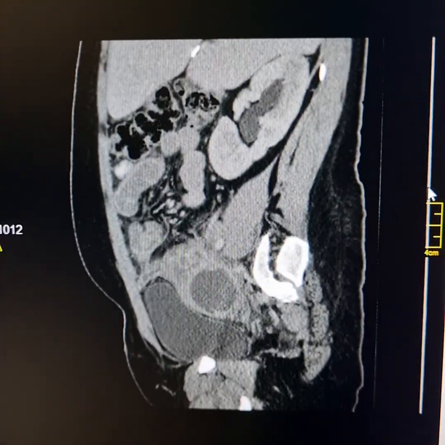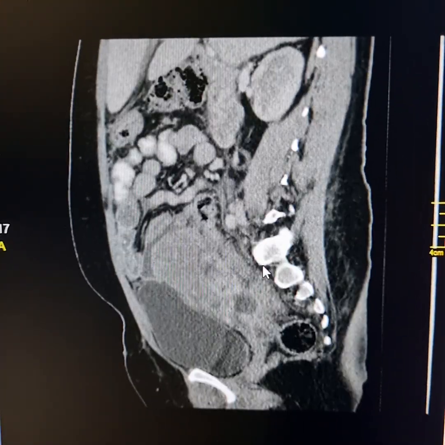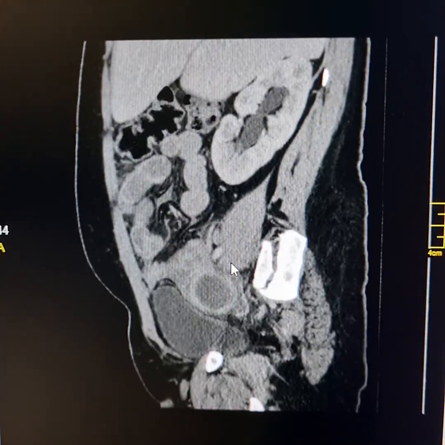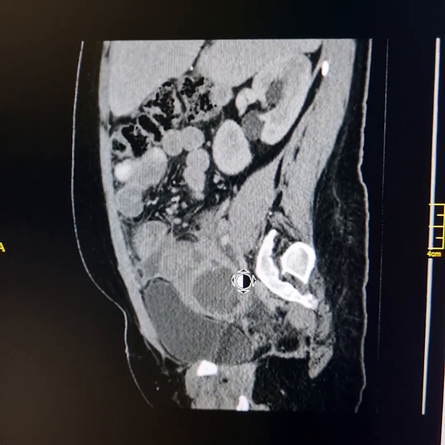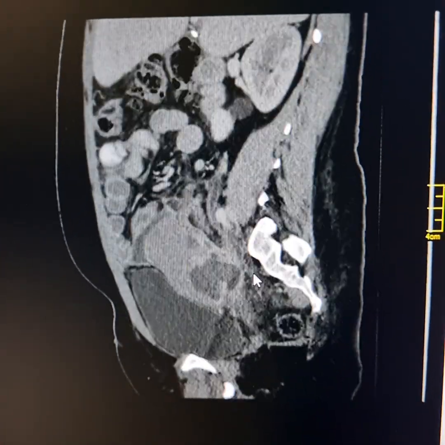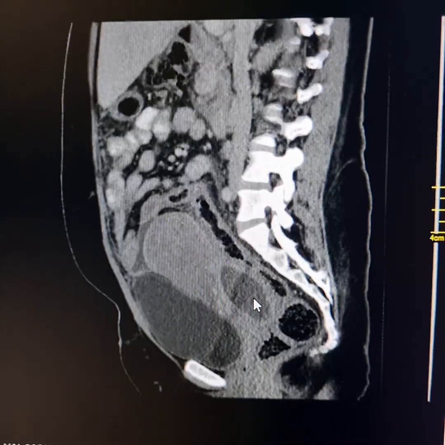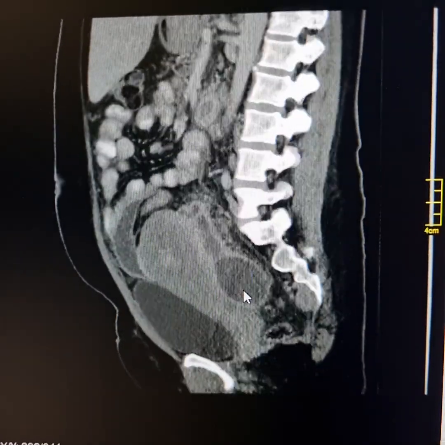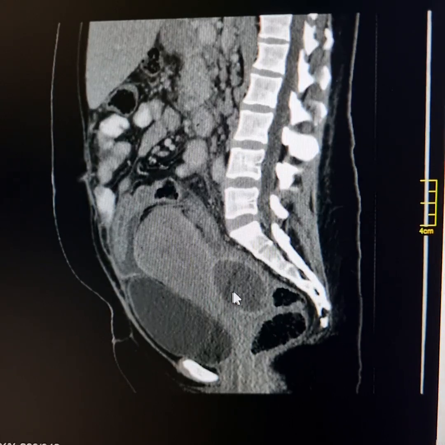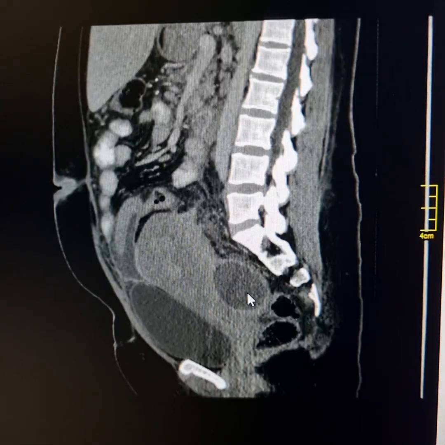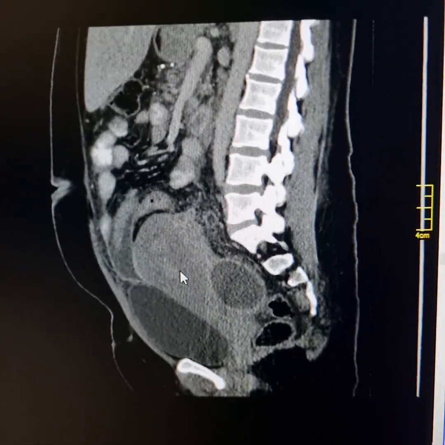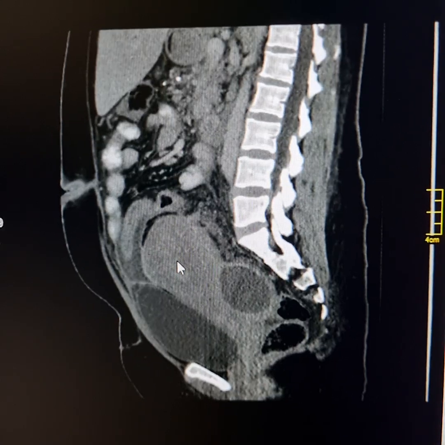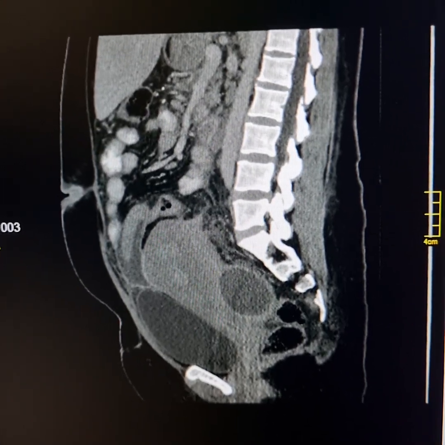This is the sagittal scan. Abscess. This part, the lower part of body of uterus and cervix, these are displaced anteriorly. Hyperdense material, blood clots in the uterine cavity.